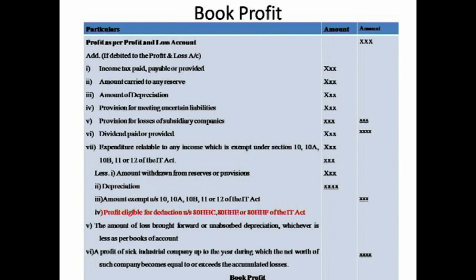And we have to deduct certain items also. Amounts like amount withdrawn from the reserve or provisions, depreciation, amount exempt under section 10A, 10B, 11 or 12 of the Income Tax Act, and the amount of loss brought forward or unabsorbed depreciation, whichever is less as per books of accounts. So, this is the book profit. So, you get the book profit.